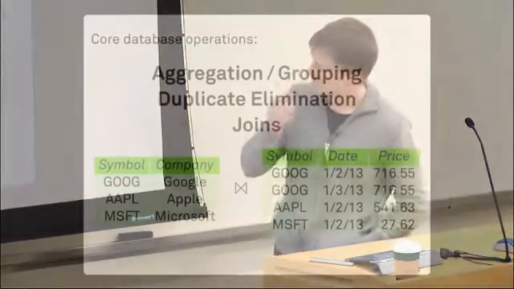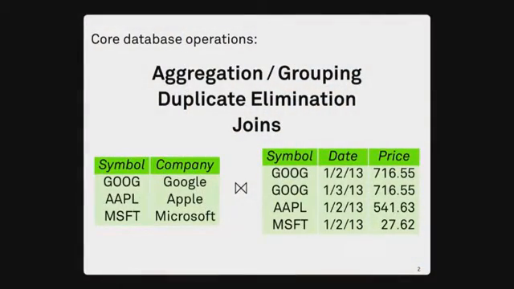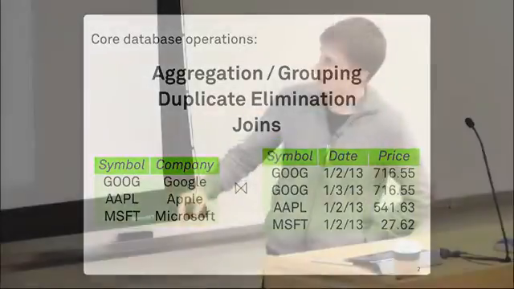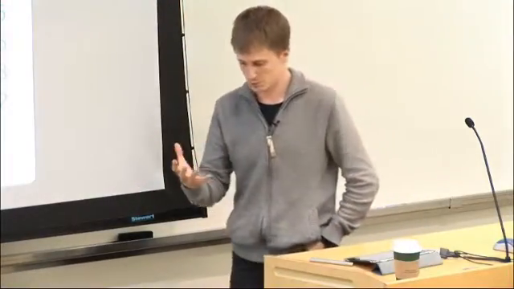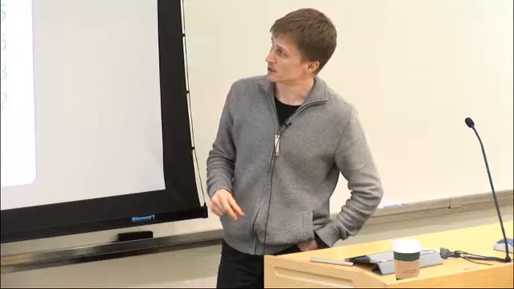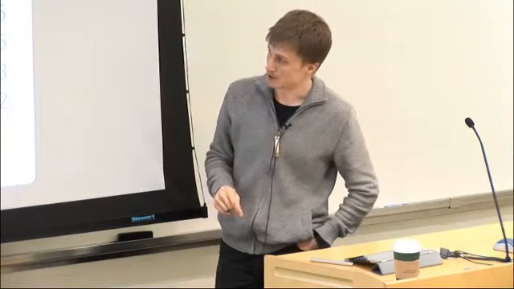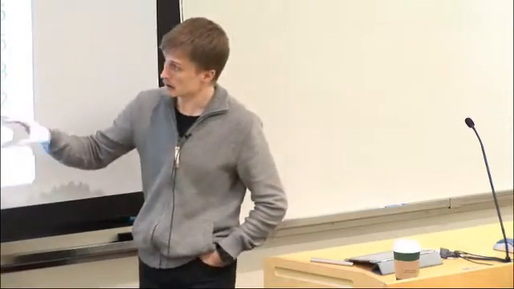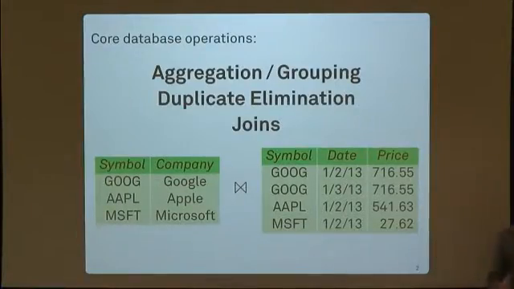I didn't exactly know how deep the database knowledge is in that audience. So basically, for all of the core database operations, be it aggregation, grouping, duplicate elimination, or joins, they basically all boil down to a very similar implementation, which can be based on sorting or hashing. In this talk, I'm going to focus on joins. So for the most part of the talk, I'll talk about joins. So we want to implement joins in main memory as efficiently as possible.